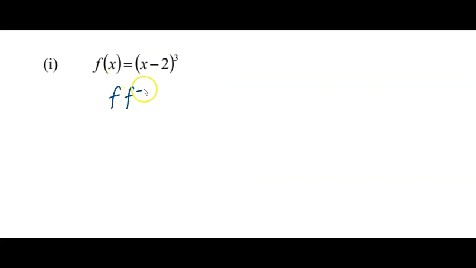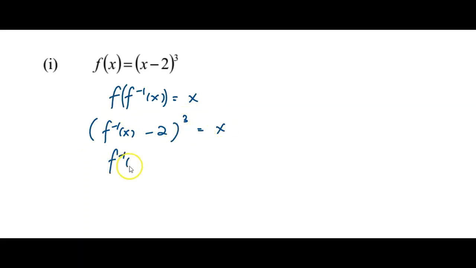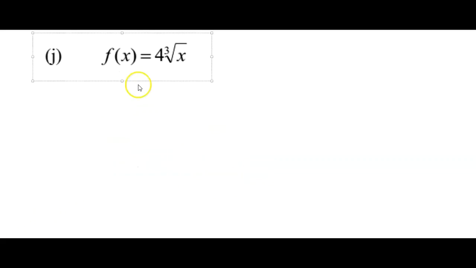For this function, f of f inverse of x will be equal to f inverse of x minus 2, to the power of 3, and this is equal to x. To get f inverse, I take the cube root at both sides, and then add 2 at both sides. We have f inverse of x equals the cube root of x, plus 2. Okay, last example.